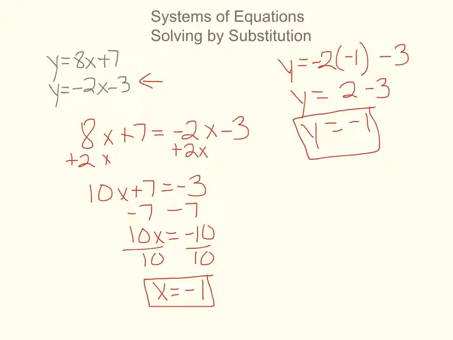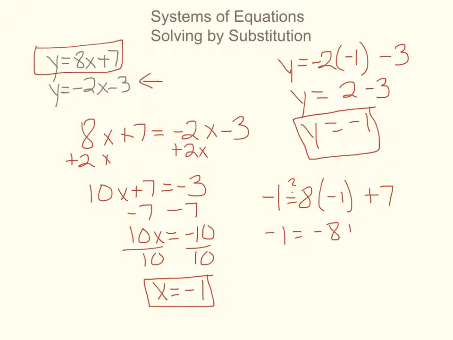Now you can check it by using the other equation, plugging in x and y, and seeing if it's true. So y being negative 1, x also is negative 1, plus 7. And let's see if this is true. 8 times negative 1 is negative 8, and negative 8 plus 7 is negative 1. So that checks. So x equals negative 1, and y equals negative 1.